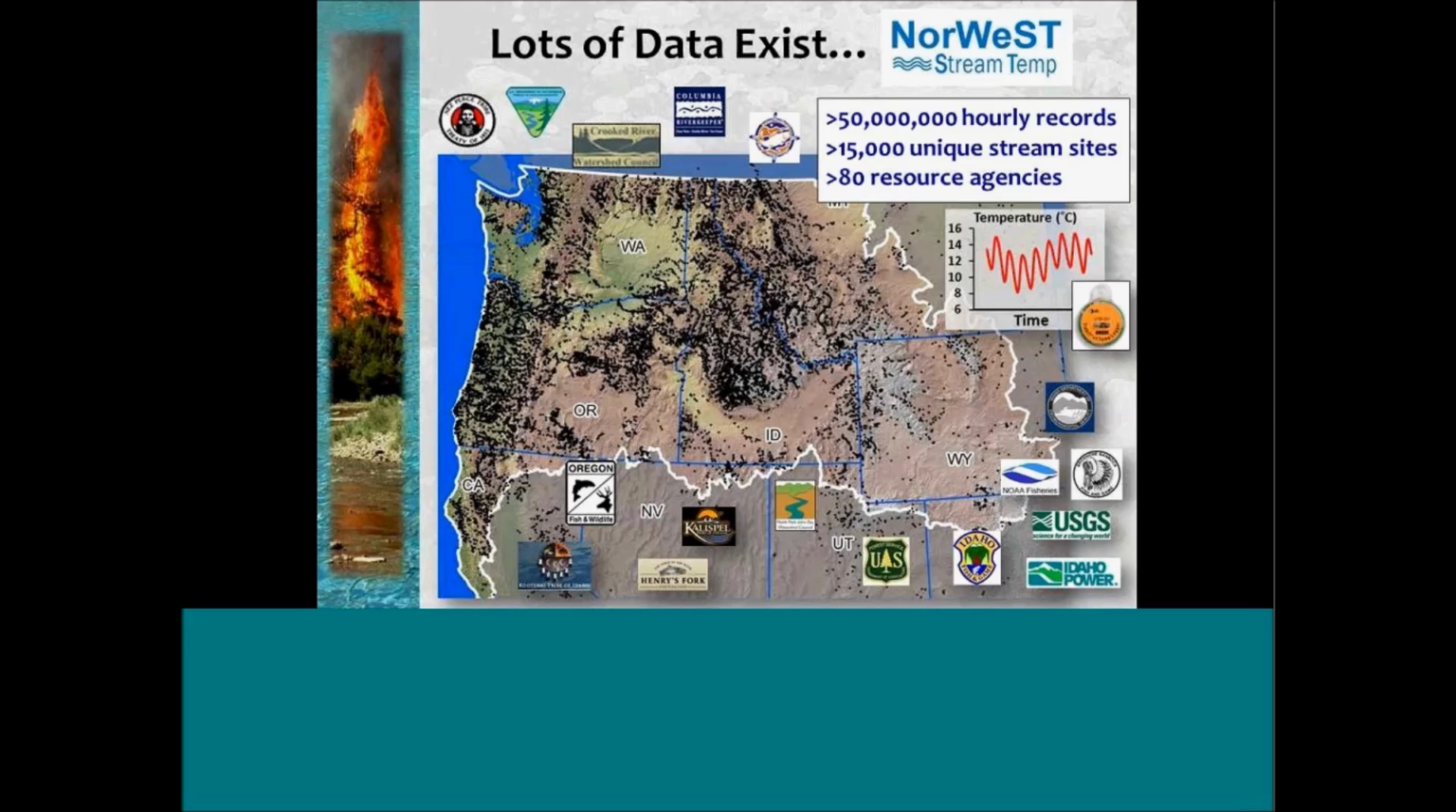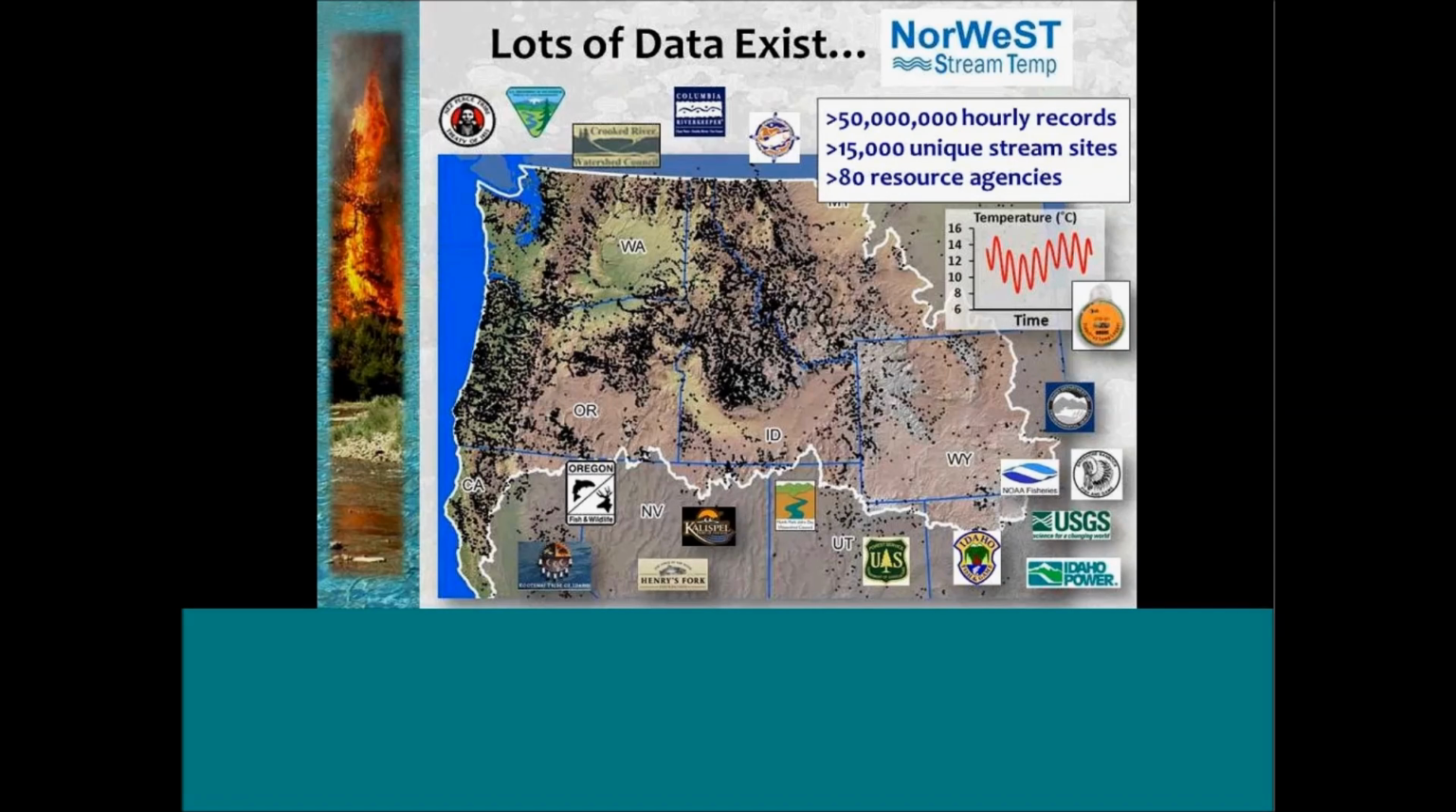So the nice thing about doing that in the Pacific Northwest then is that there is a huge amount of data out there to work with. And in fact, we knew there was a lot going into this project, but we didn't quite know that there was this much out there, and that's a lot of why it's taken us 4 years to get to where we are now.